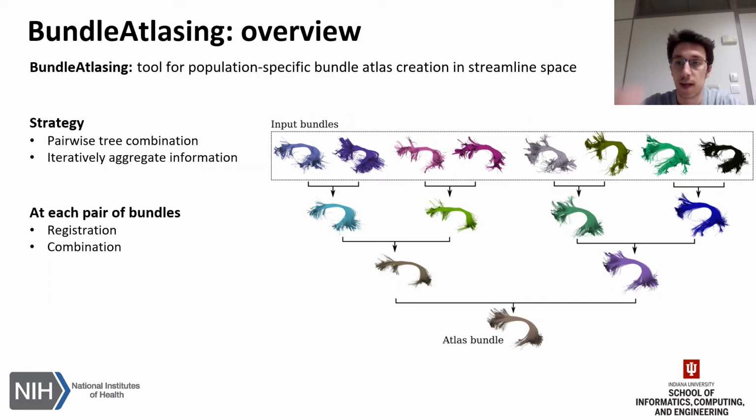And the idea is that at each iteration we obtain half the number of bundles we had in the previous level. So after a certain number of levels, we just get one bundle, and that bundle is what we consider to be the atlas of that population. Here, of course, the key question is how are we going to register and combine each pair of bundles, and that's what I will explain right now.